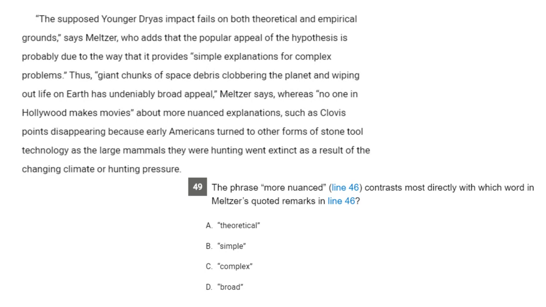Your job here is to find the phrase more nuanced contrasts most directly with which word in Meltzer's quoted remarks. So what is the opposite of more nuanced? When answering questions like this, you want to pay attention to a word like contrasts, because now you know you're looking for the opposite. Is it A, theoretical, B, simple, C, complex, or D, broad?